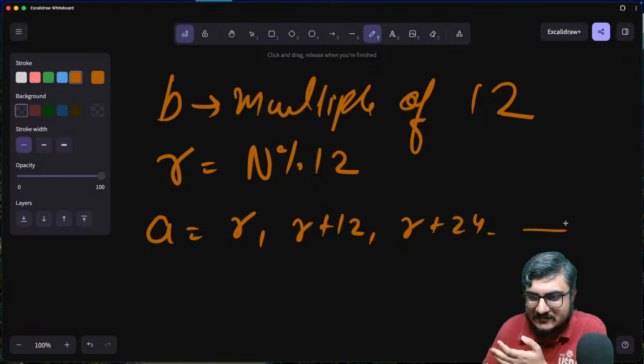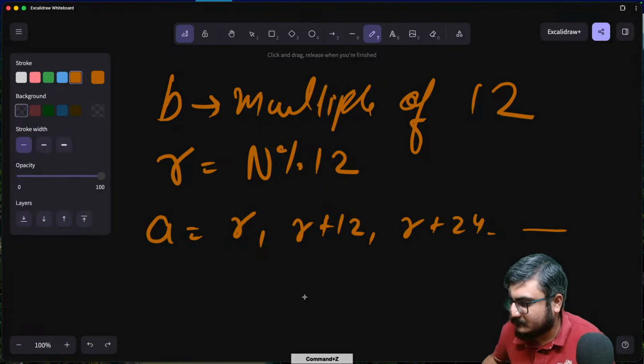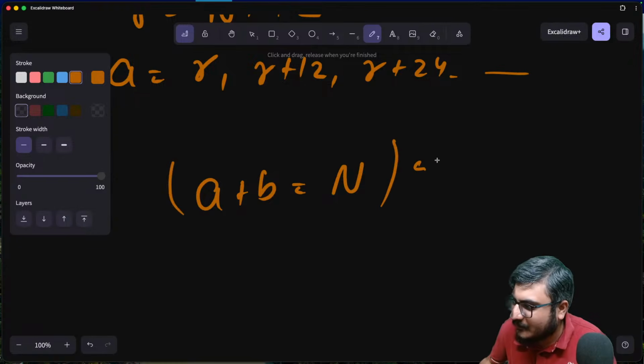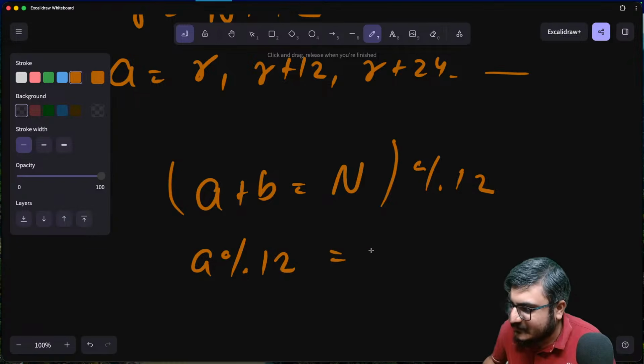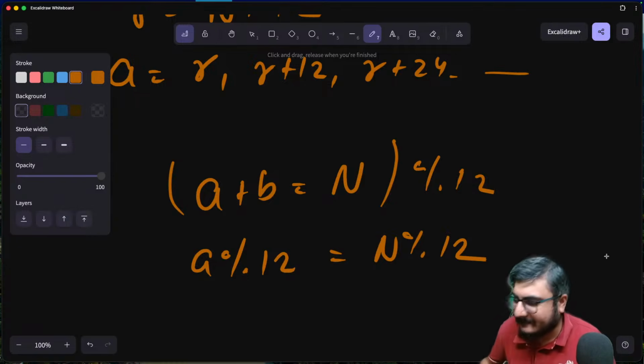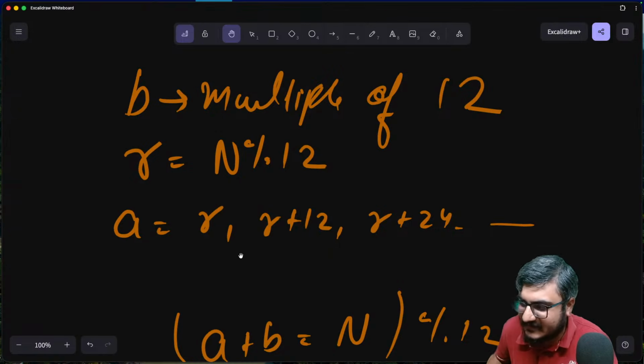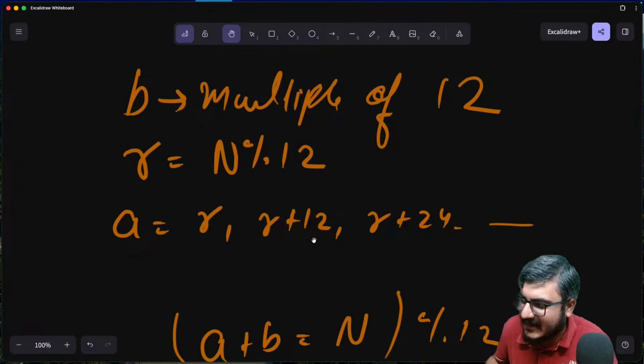What I am saying is, since b is a multiple of 12, and we know that a plus b is equal to n, if we take mod 12 on both sides, we will get a mod 12 is equal to n mod 12. So we can first take r equal to n mod 12, and then we can start checking a equal to r. A would be equal to r, r plus 12, r plus 24, or something like this.